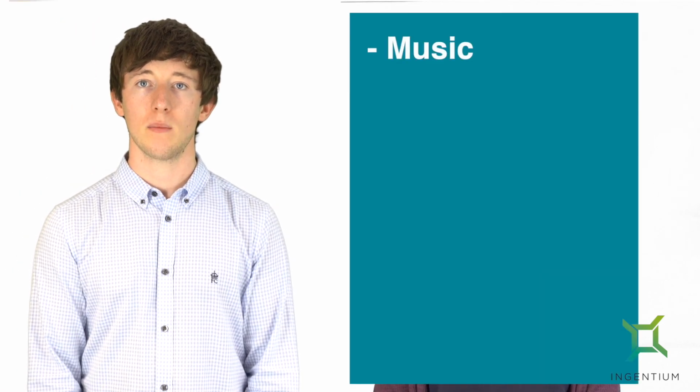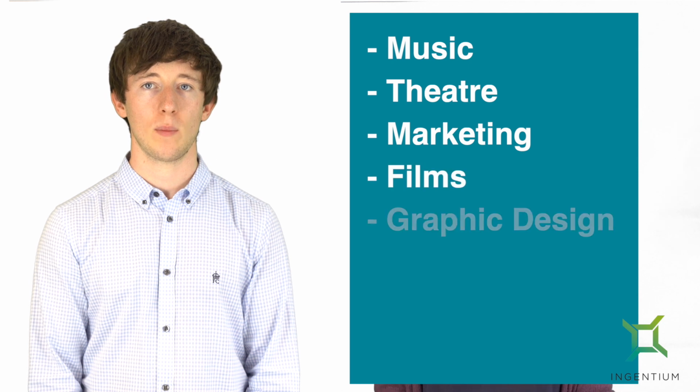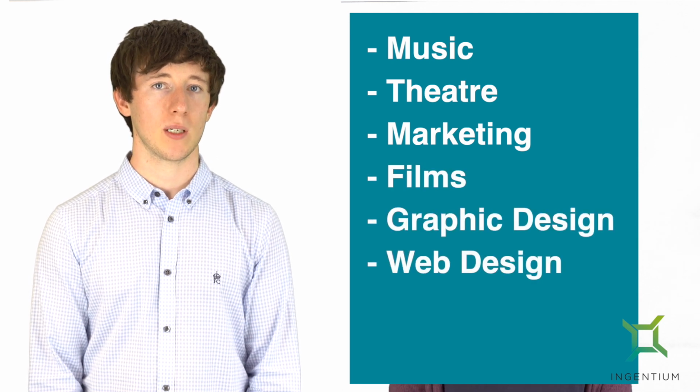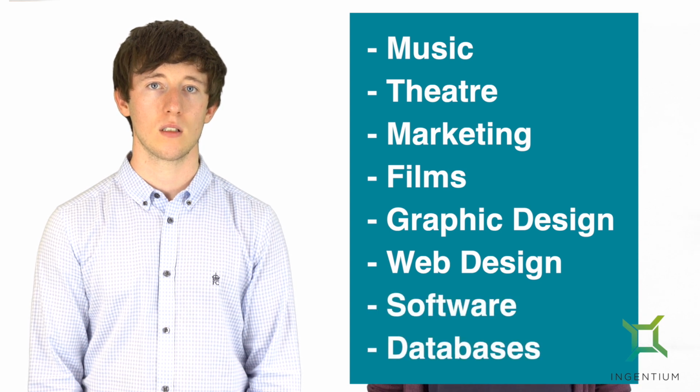Copyright is most commonly used in fields such as music, theatre, marketing, films, graphic design and web design. In recent years, it has become more prominent as it can also be used to protect software and databases. Software such as apps and computer programs are generally considered as literary works and are therefore protected through copyright. You can use patents to protect your software, but it must meet all the required criteria. We'll tell you more about that later.